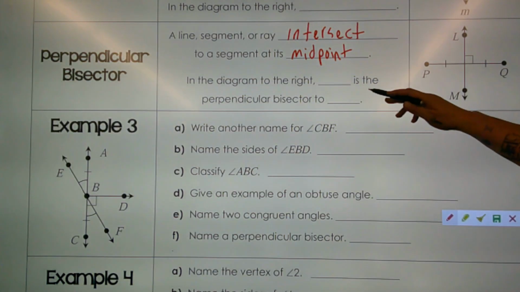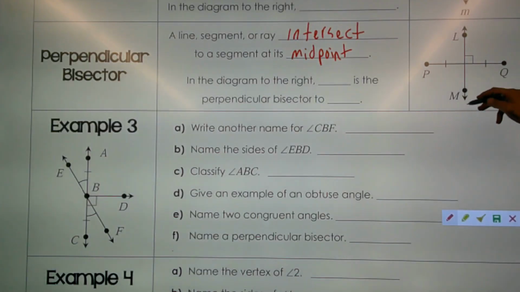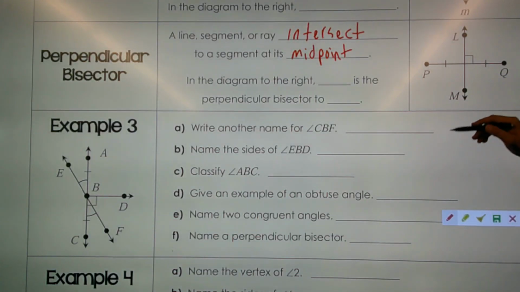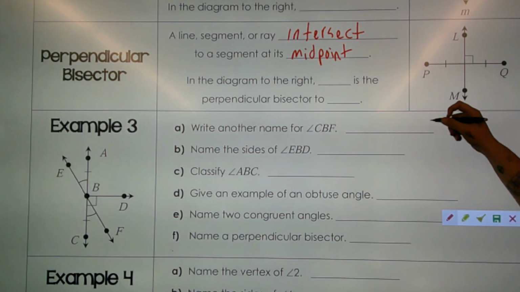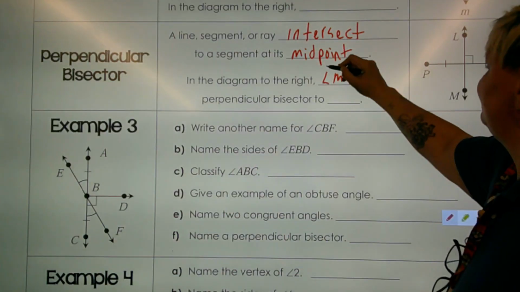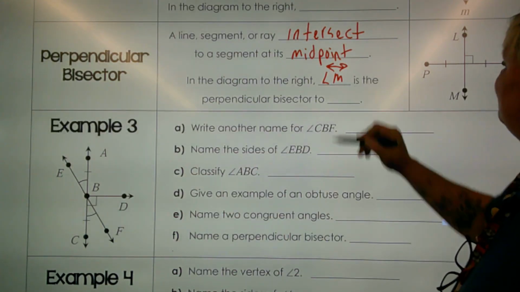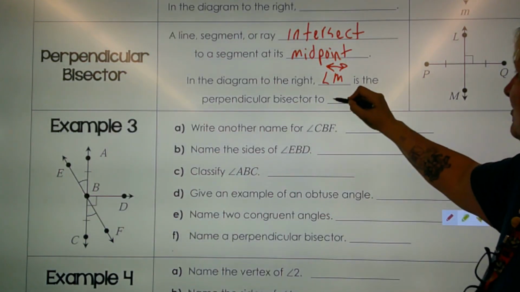In the diagram to the right, LM is the perpendicular bisector. How do you know? Because this tells you that this and this are congruent. These are your tick marks. So, if this and this are congruent, then this is your bisector. Right? So, LM is the perpendicular bisector to PQ.